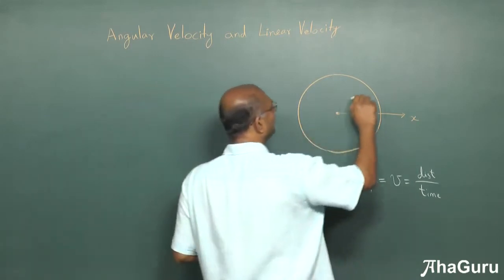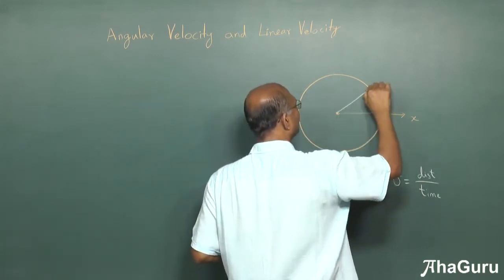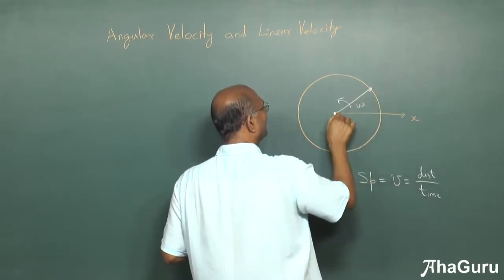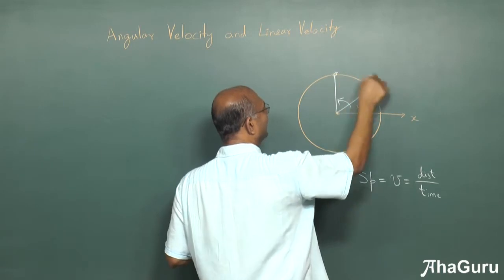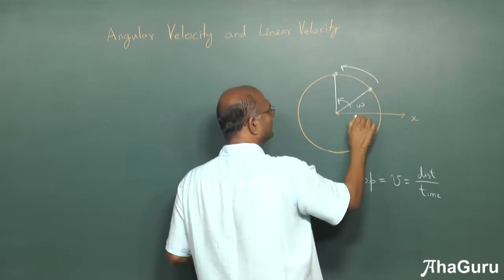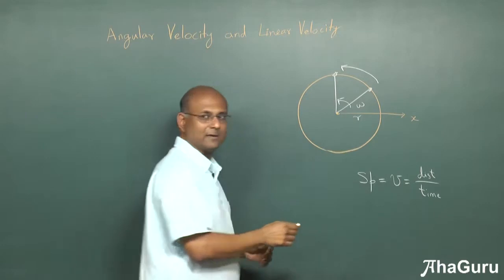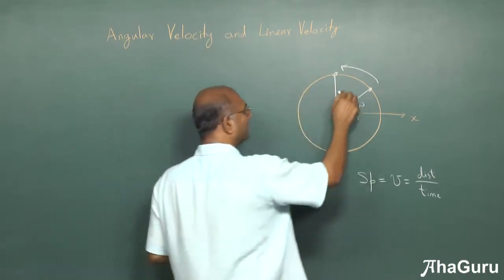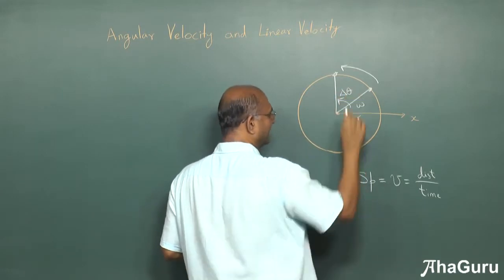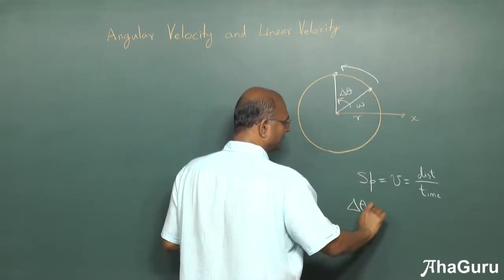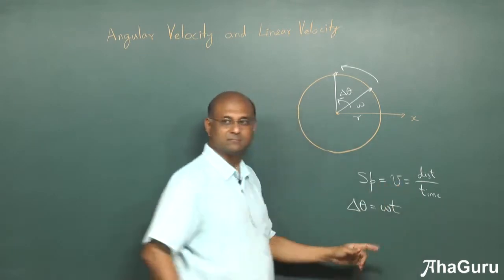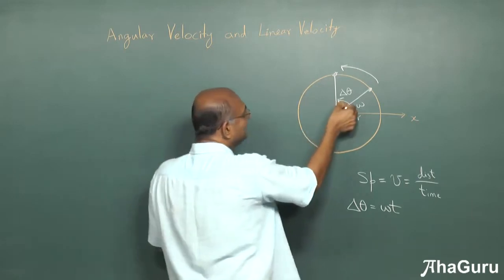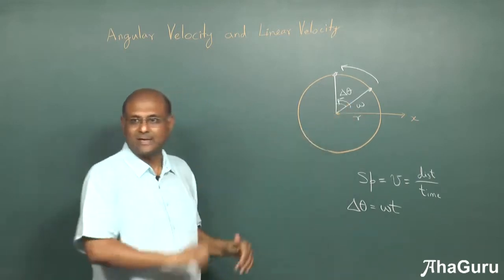Okay, now suppose the particle starts here and has an angular velocity of omega, and so it goes from here to there, right? If this was radius r, the question is, in time t seconds, how much angle would it have covered? So let me call it delta theta. So what is delta theta? It is omega times t, right? So this is the angle that it has moved through. Usually we would have called it theta, but I'm calling it delta theta.